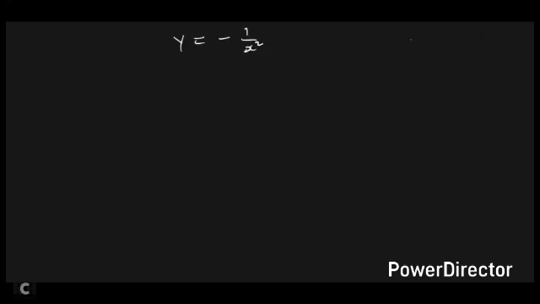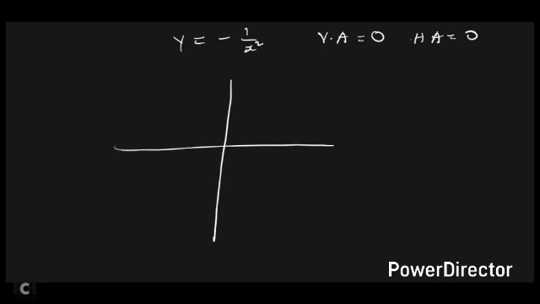Do the same thing. The vertical asymptote in this situation is 0. Horizontal asymptote in this situation is what? It's 0. Then let's plot. So the vertical asymptote and the horizontal asymptote, right? So in this situation, the horizontal asymptote is 0, then the vertical asymptote is 0. What are you going to do in this situation? Let's test.